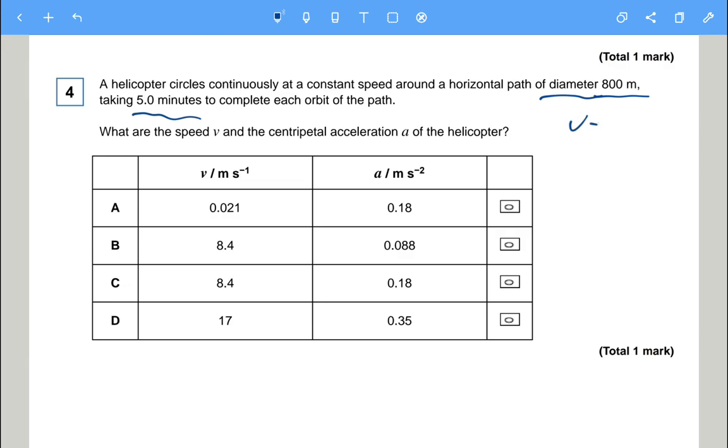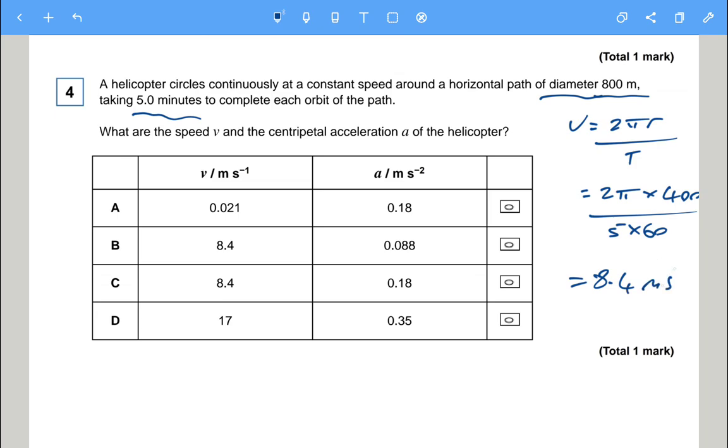So speed, I imagine, is just v equals 2 pi r over T. And then we just need to put some numbers in. So 2 pi times the radius, which is 400. I imagine if you actually used 800, you would get a different answer. They're called distractors. So 2 pi times the radius of 400 divided by the time period, 5 minutes. So that's just 5 times 60, which, if my maths is correct, is 300. So put that in your calculator and that'll give you the speed. So that's 8.37, which obviously rounds to 8.4 meters per second.